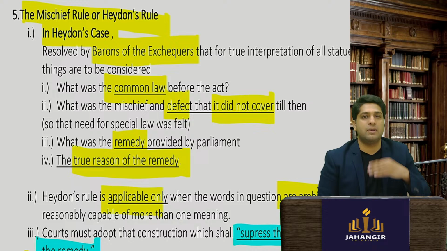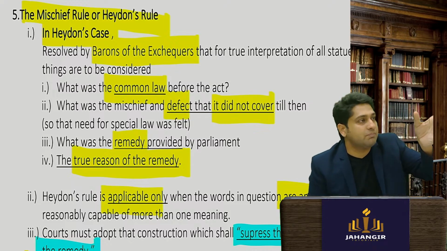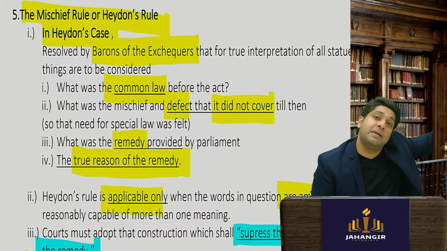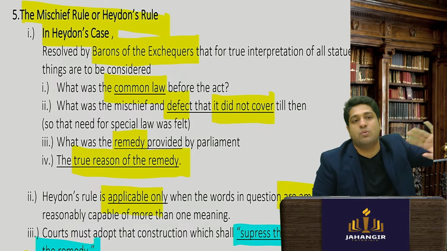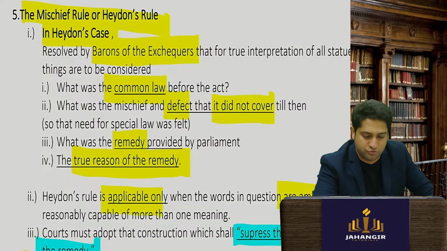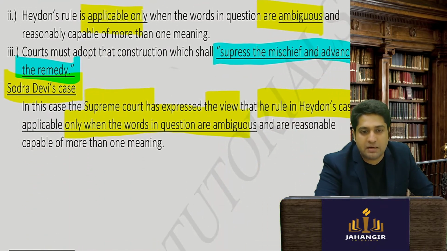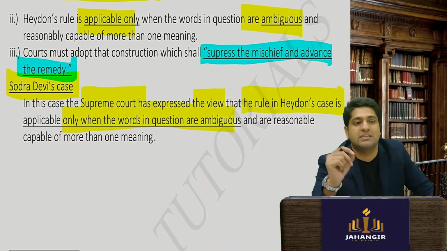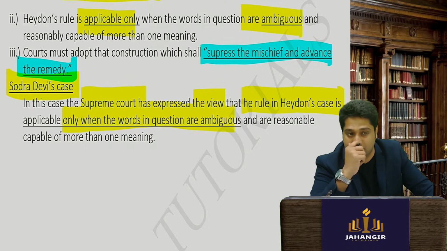In this way, if I have any particular law and I have confusion, I go to the previous law and try to connect what the issue was and get the real meaning. This is called the Mischief Rule. The main purpose of the Mischief Rule is to suppress the mischief and advance the remedy.